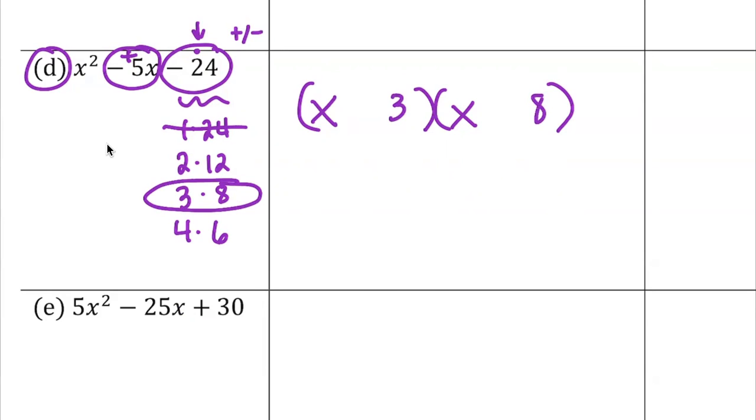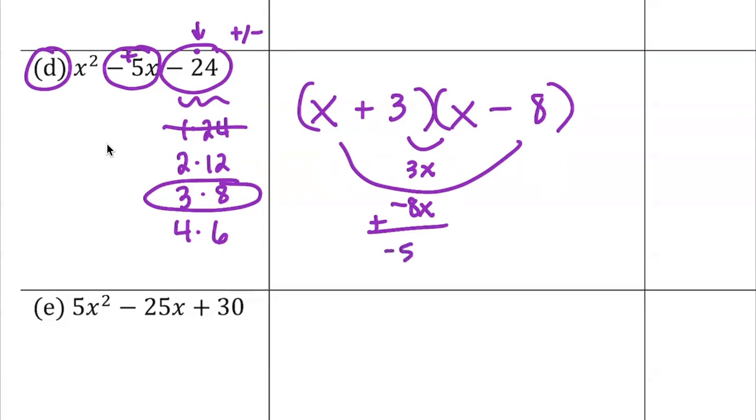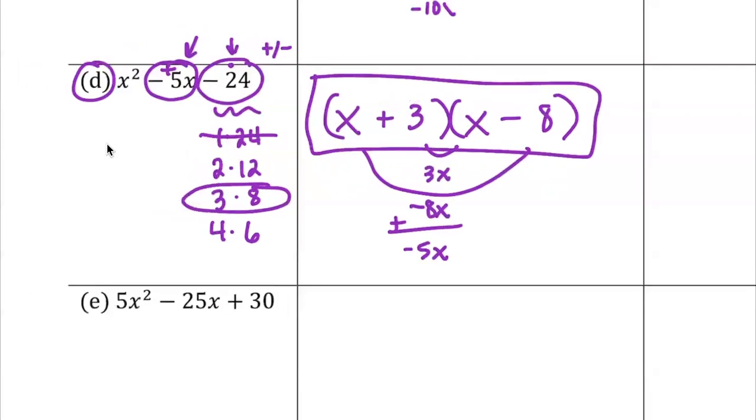Now signs wise, and again, if you're not sure with signs, let's try it out and let's see what happens. If I try doing a positive 3 and a negative 8, let's see where that gets me. That's going to get me a 3x and then a negative 8x. Now let's add them together. 3 minus 8 is going to be a negative 5x. And actually that one works beautifully. That's the number that we see in the middle. So that would be my final answer.